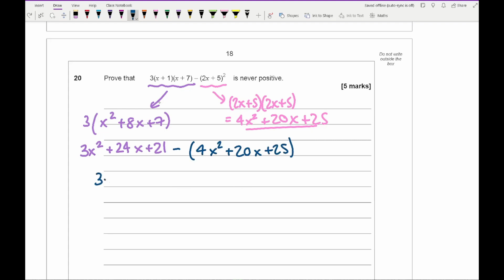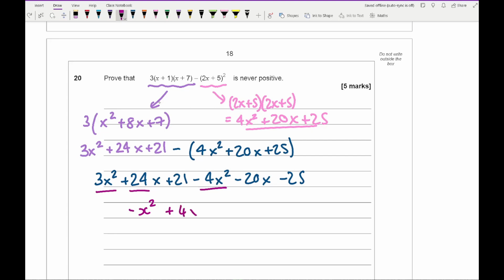So then what I end up with is 3x squared plus 24x plus 21 minus 4x squared minus 20x minus 25. Then from this, what do I end up with? Well, looking at collecting the like terms, I'm going to end up with minus x squared, plus 4x and minus 4. I end up with this.